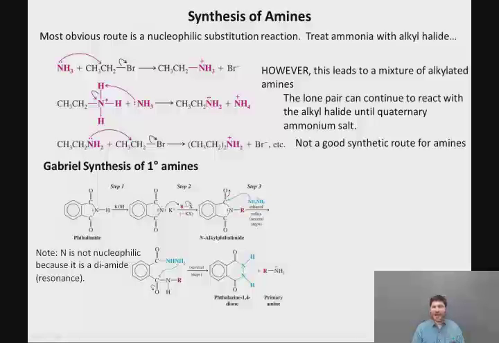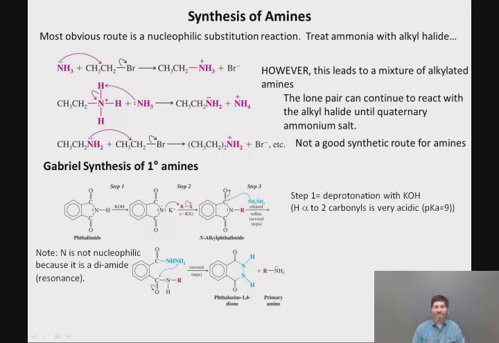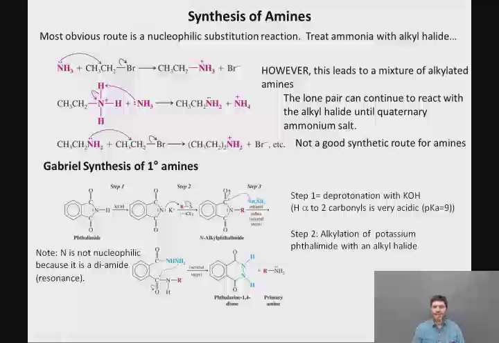In fact, it turns out that it is acidic. So the first step of the Gabriel synthesis involves deprotonation of phthalimide with KOH. So this hydrogen that's alpha to 2 carbonyls and on a nitrogen has a pKa of about 9. So it is deprotonated completely and rapidly by KOH. This now gives the anion, and this anion is a good nucleophile, the potassium phthalimide anion, and it reacts with an alkyl halide, and this puts the R group onto the nitrogen, forms the important carbon-nitrogen bond.